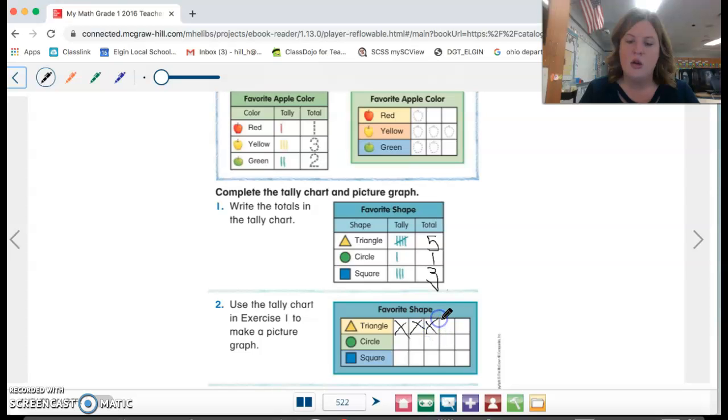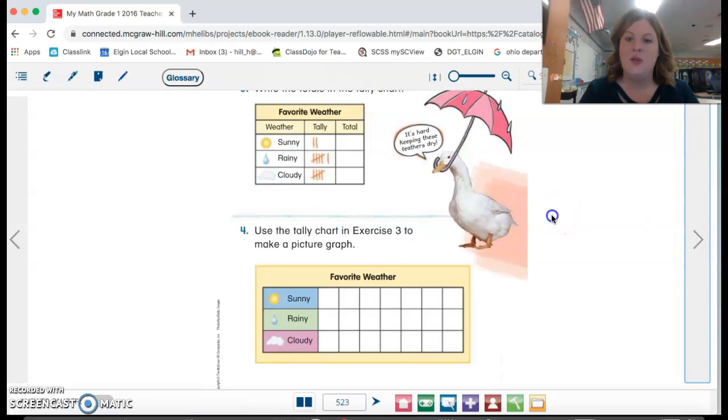3, 4, and 5. And then for circle, we only have to do how many X's? We have to do 1 X because only one person said they liked the circle. And then for square, how many people do we have for square? 3. So we're going to put 3 X's in. Okay. That is it for that page. Move on to the next page. Your page should look like mine.